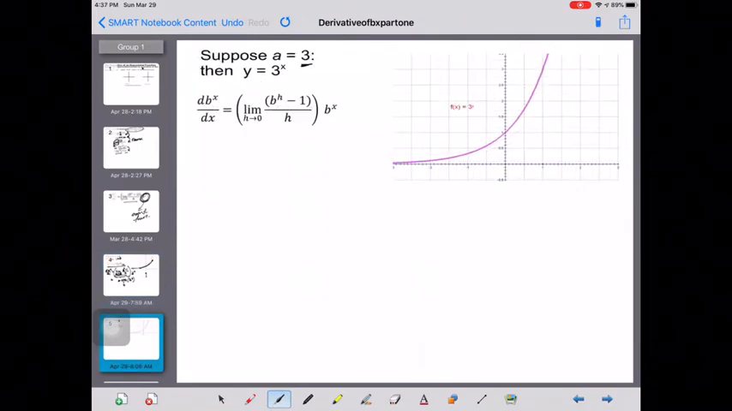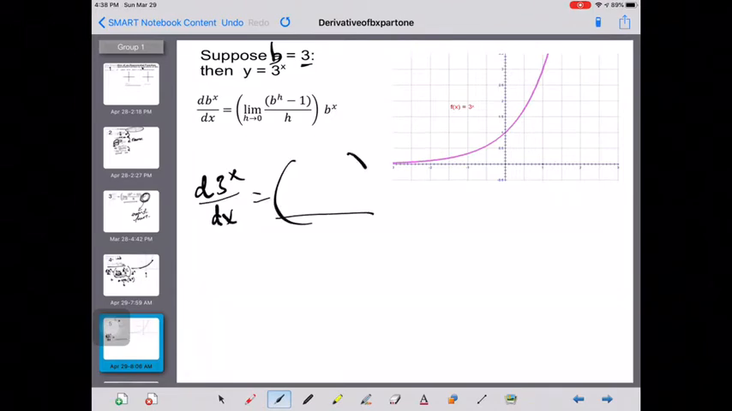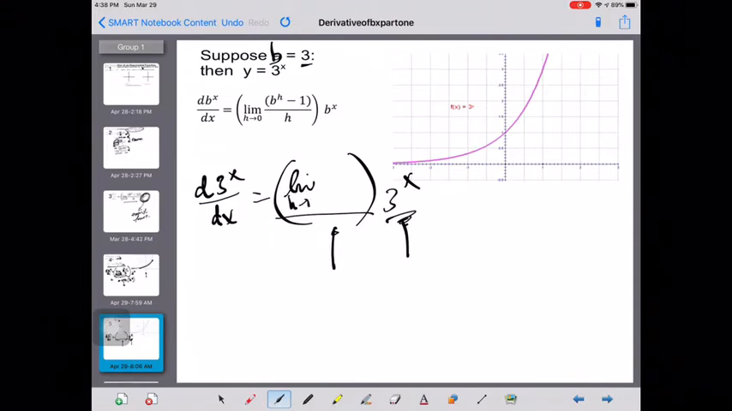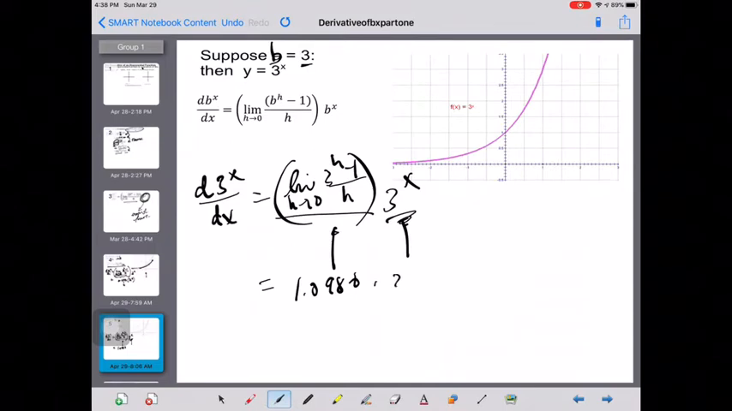So like the other example, we're going to let the base b be equal to 3. So we do the exact same thing. The derivative of 3 to the x over dx is equal to this massive limit thing, times 3 to the x. So we know that the function is exponential, but this number in front, which we'll figure out, you actually do this by substituting a small number, h very, very close to 0, into your calculator, and you end up getting 1.0986 times 3 to the x.